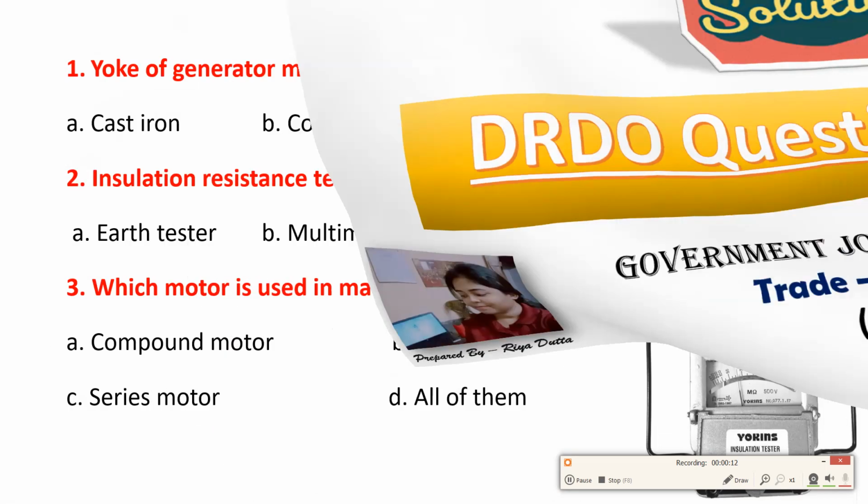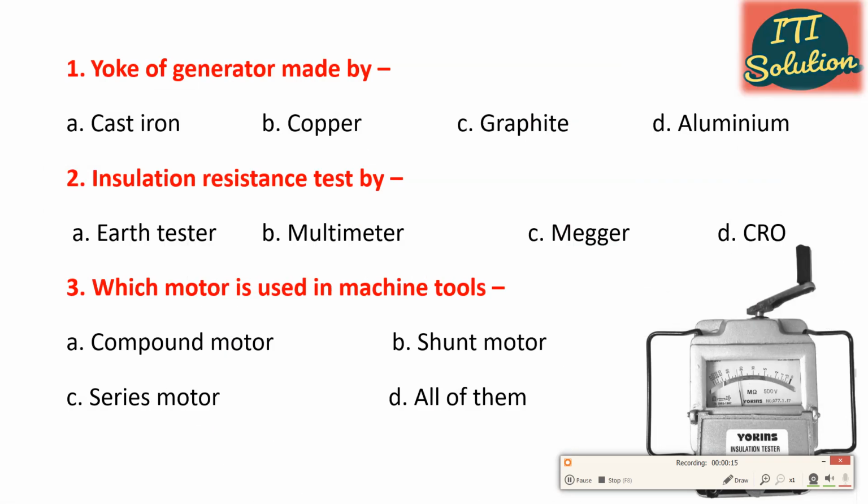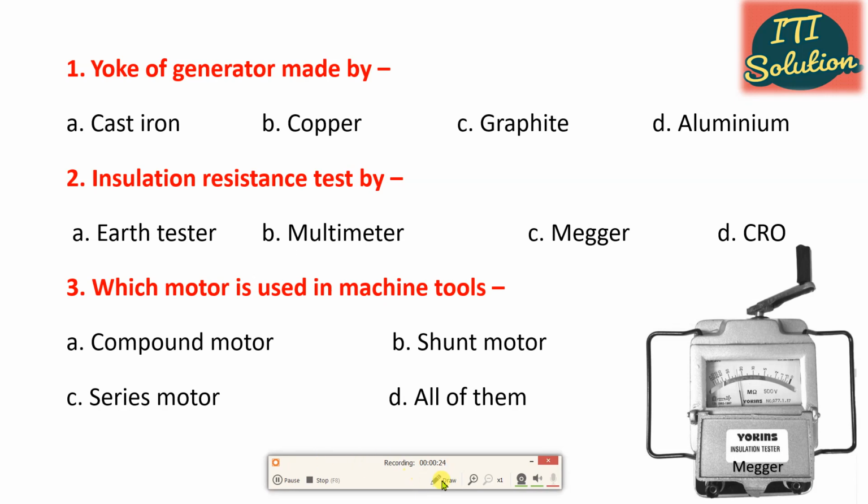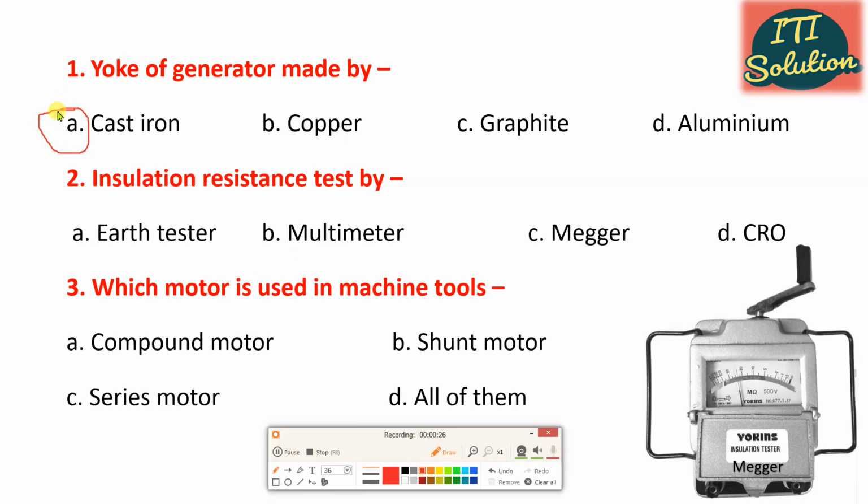Okay, let's start. The first question is: the yoke of a generator is made of option A cast iron, option B copper, option C graphite, and option D aluminium. The correct answer is option A cast iron. Actually, the outer frame of a DC machine is called the yoke. The yoke is made of cast iron or cast steel. For a small DC machine, the yoke is made of cast iron, and for a large machine, it is made of cast steel. The yoke not only provides mechanical strength to the whole assembly, but also carries the magnetic flux provided by the field winding.